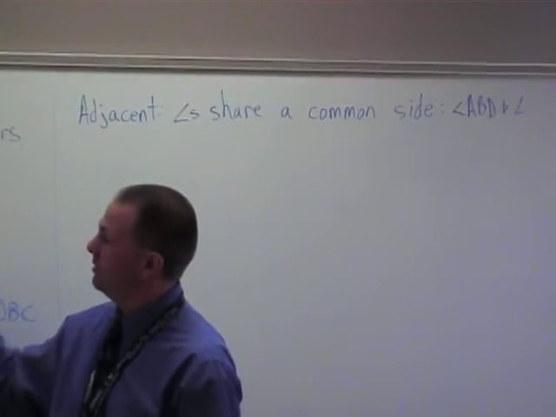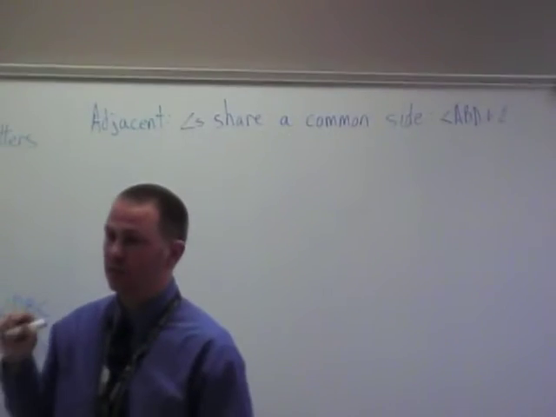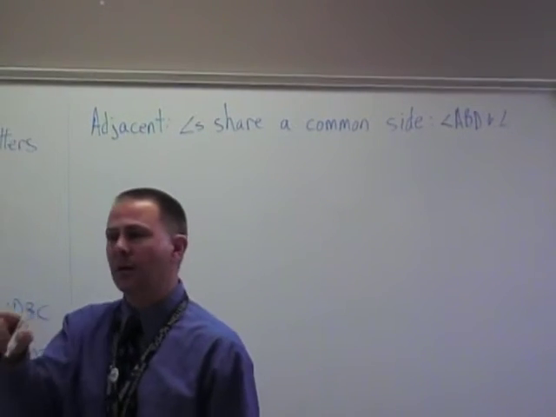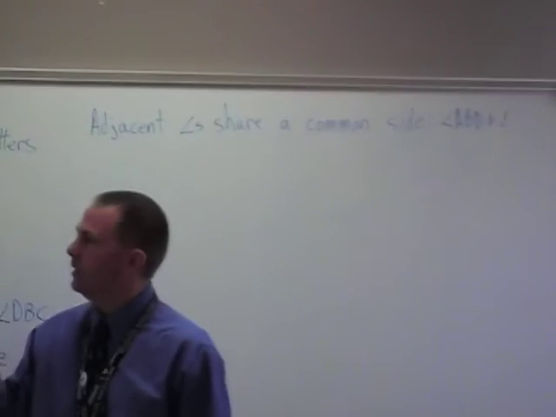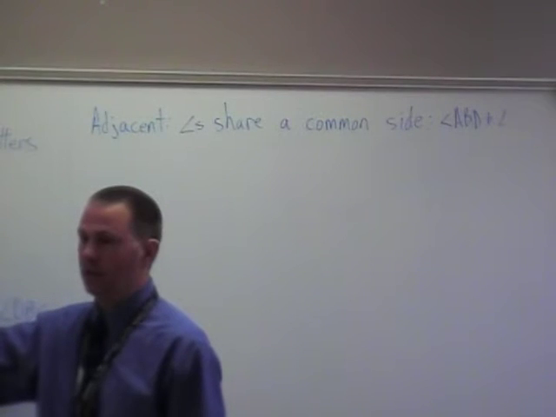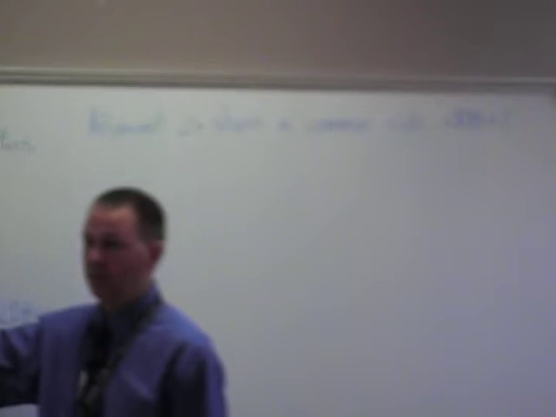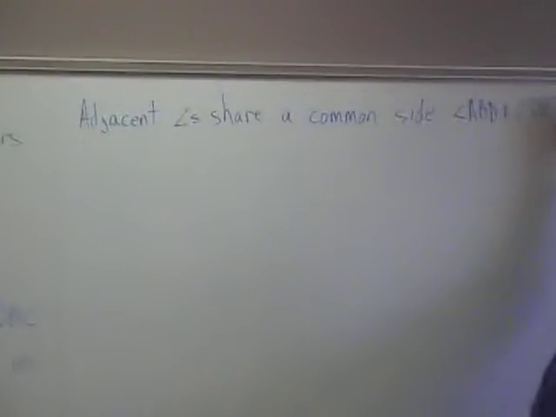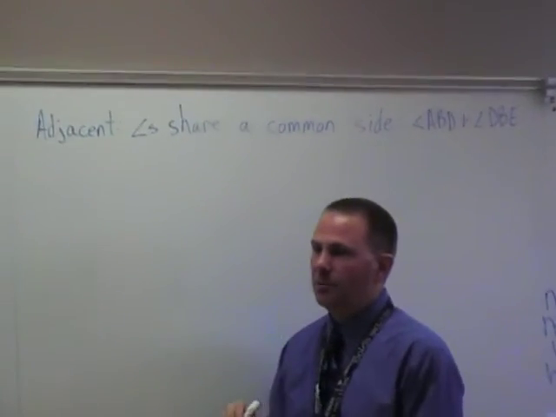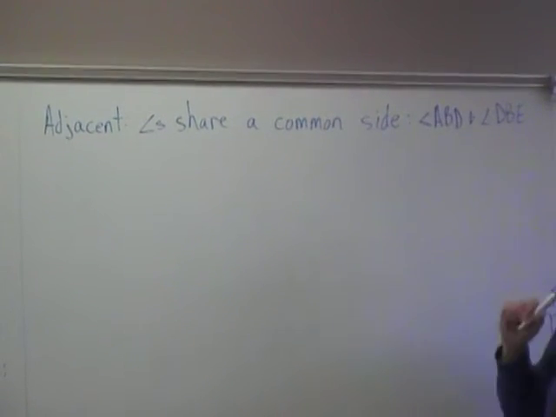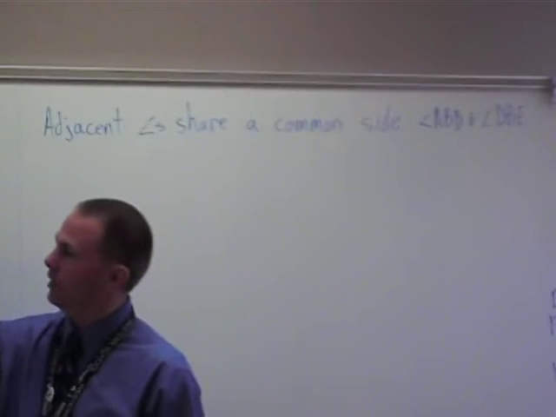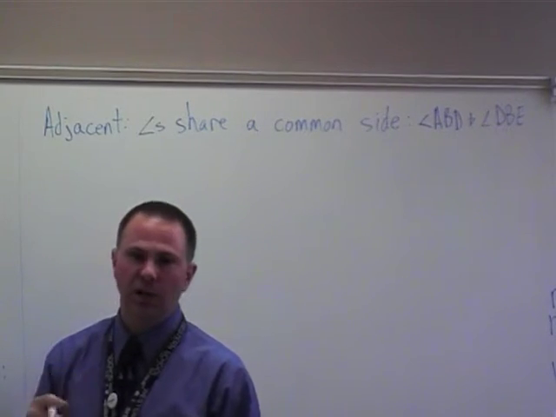Do either of these sides, are either of them the same as these sides? No, it would be the same angle, not the same side. DBE, the BD ray here, they share this side right here, don't they? Okay, so DBE is a possibility. You could say DBC. But notice one of the letters has to be the same. All right, so these two angles here are adjacent to each other. They share a common side.